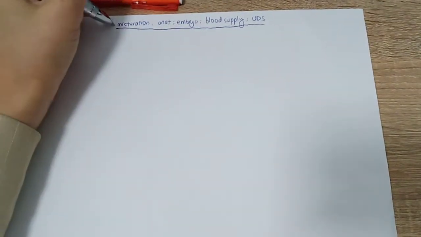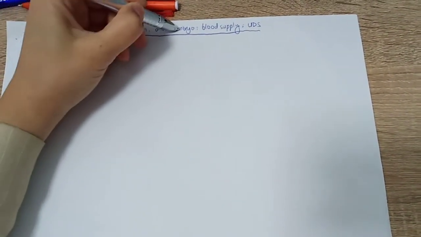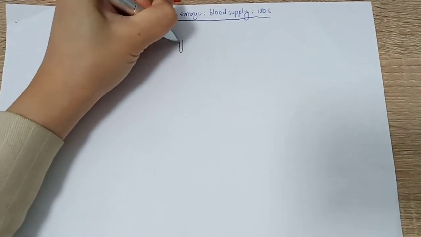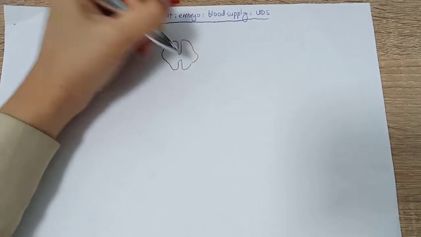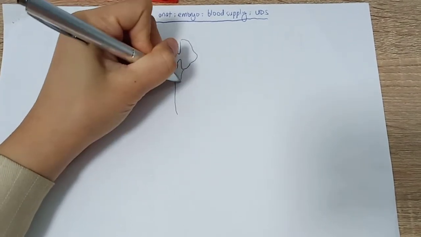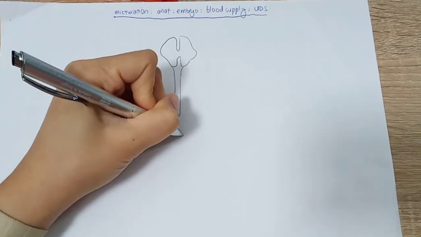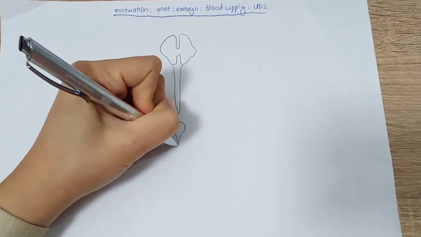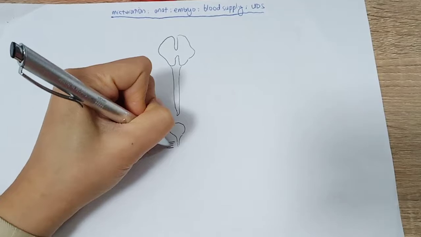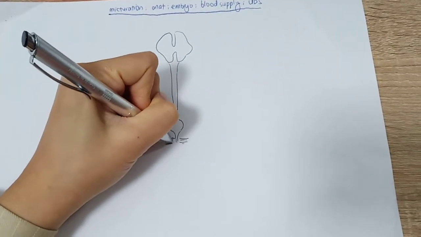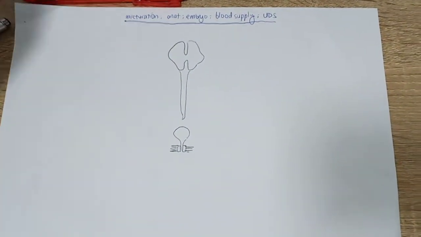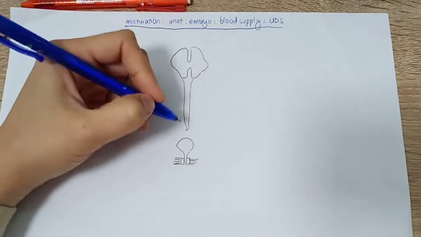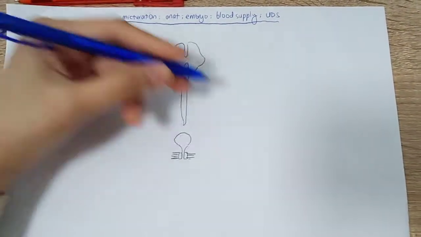Today I'll be talking about micturition, a bit about the anatomy, embryology, blood supply, and also the UDS concept. So let's begin with the tract first. We have the brain here with the spinal cord, and we have the bladder. We have the muscles, and we have the external sphincter. Okay, so in general, we have two systems, the sympathetic and parasympathetic.